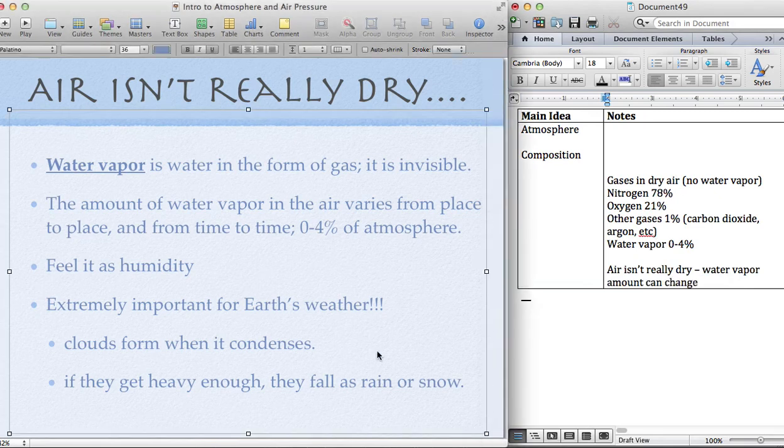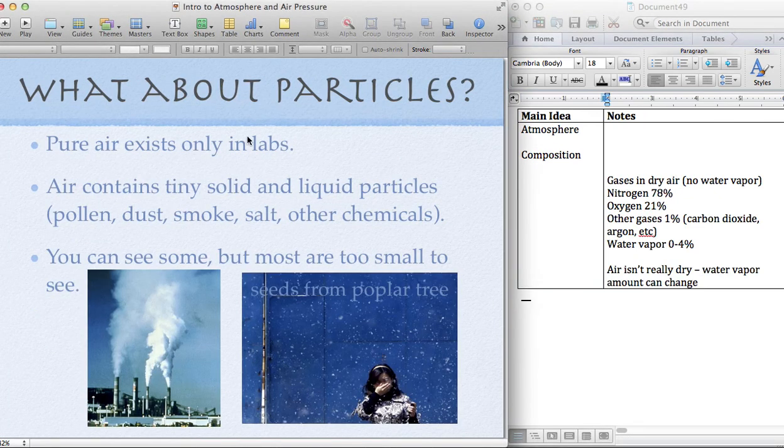All right. And then our last little bit of composition is the particles that are in our air. Pure air with no particles in it exists only in labs where you have super strong filters, right? We don't have one of those at school. You do have a filter at your house in your air conditioner that takes out a lot of dust, but it still won't take out everything. So all air contains tiny solid and liquid particles. Pollen, dust, smoke, salt, other stuff. Most are too small to see.